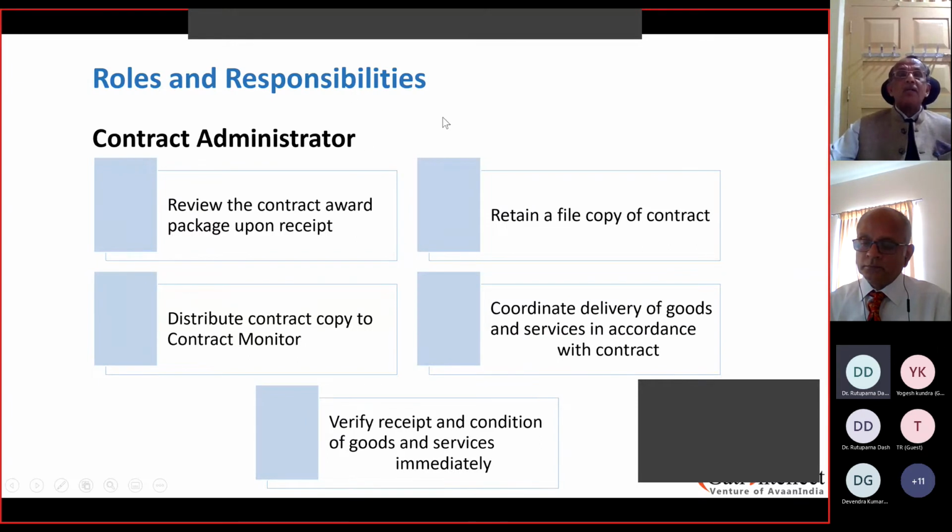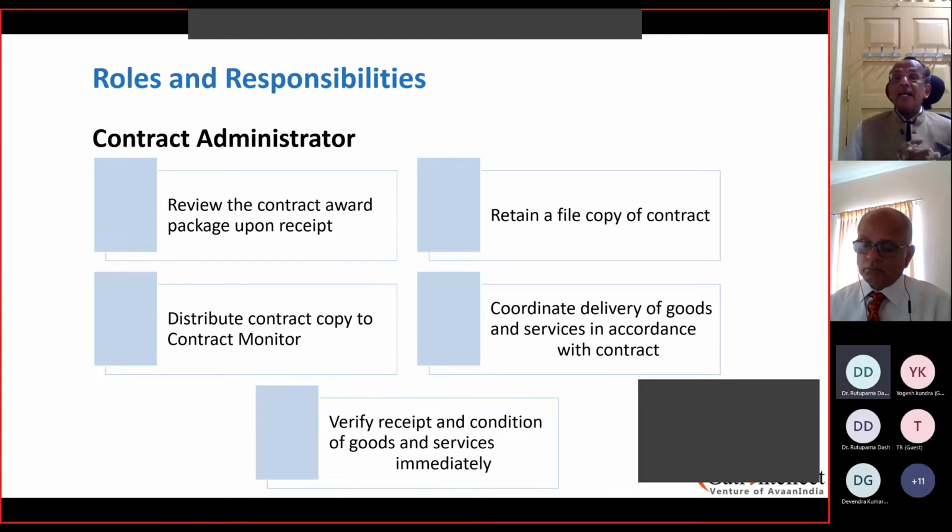Right, this is the contract administrator. What are his functions? He would review the contract award package upon receipt, examine it properly, understand it, and note down all the important aspects: what are the parameters, what are the milestones to be achieved. All this has to be looked into by the contract administrator. He has to retain a file copy of the contract. Then he has to distribute it to the contract monitor.